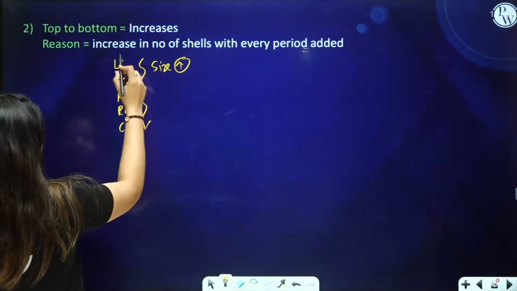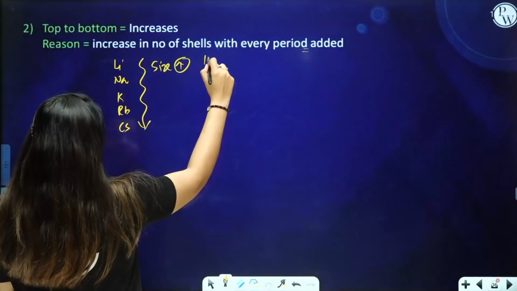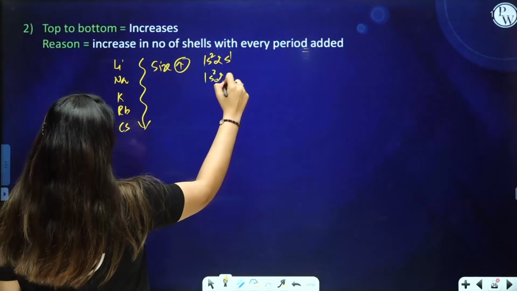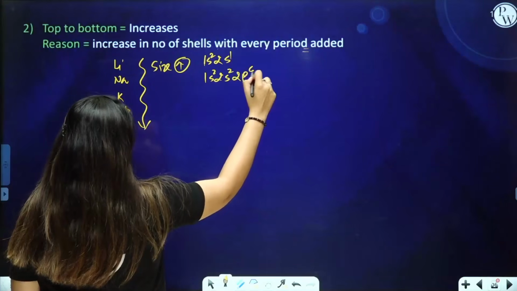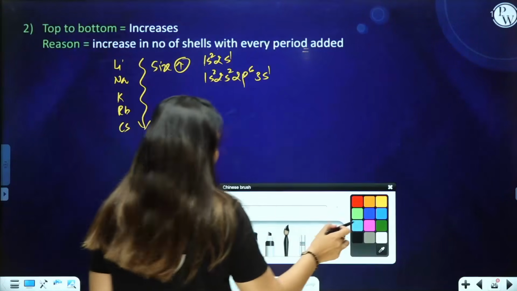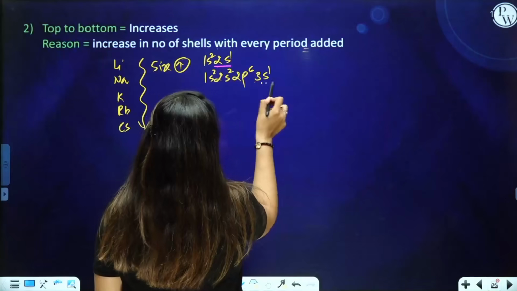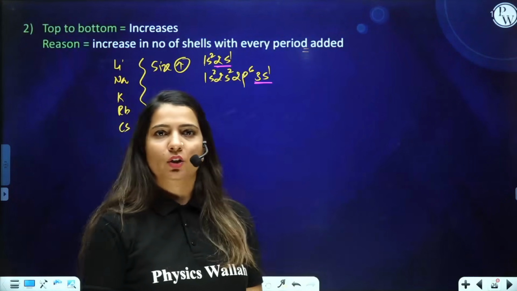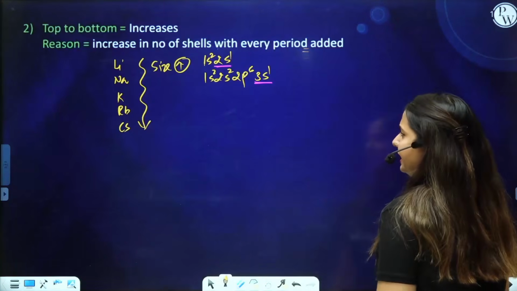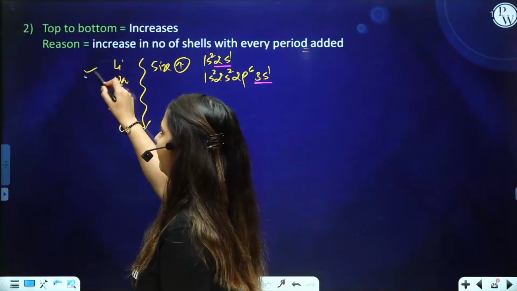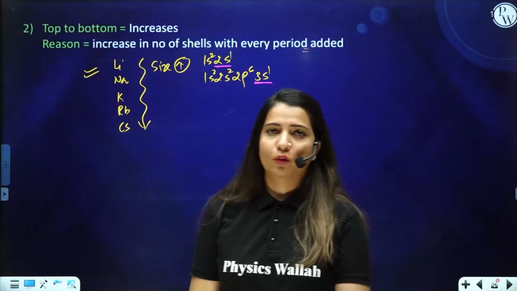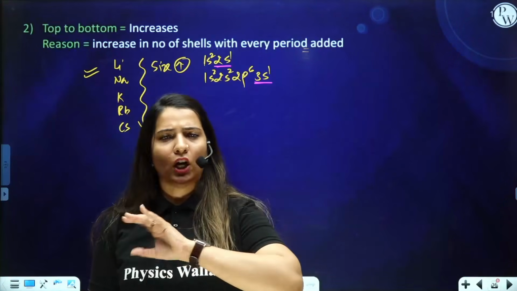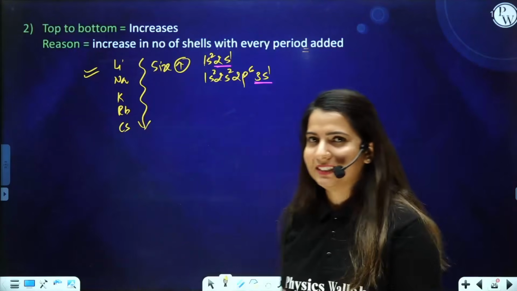As you can see, lithium has the electronic configuration 1s2 2s1, sodium 1s2 2s2 2p6 3s1. You can simply see there is a change in the shell number, so your size will increase accordingly. This is followed by everyone when you're moving from top to bottom. There might be some exceptions also, which I have included. Right now I have just written the normal order: top to bottom, size increases.